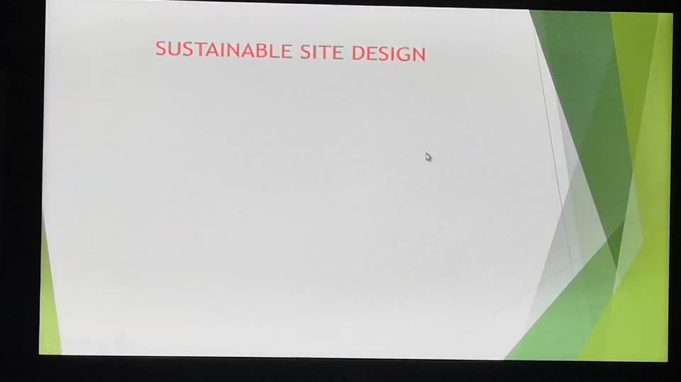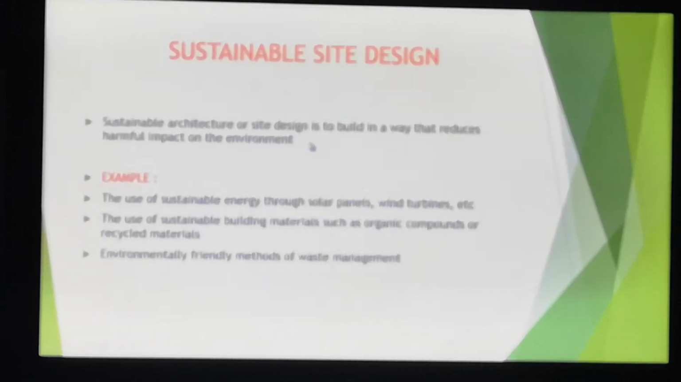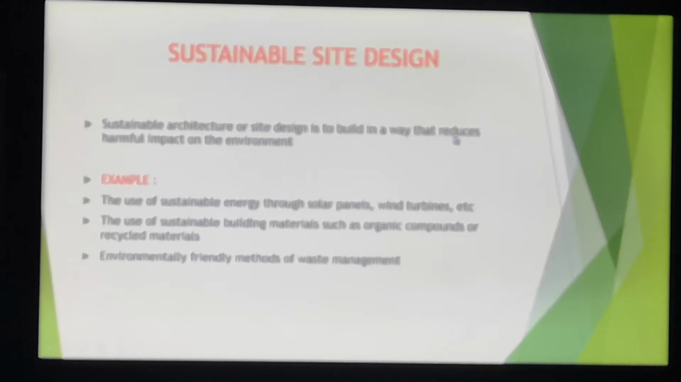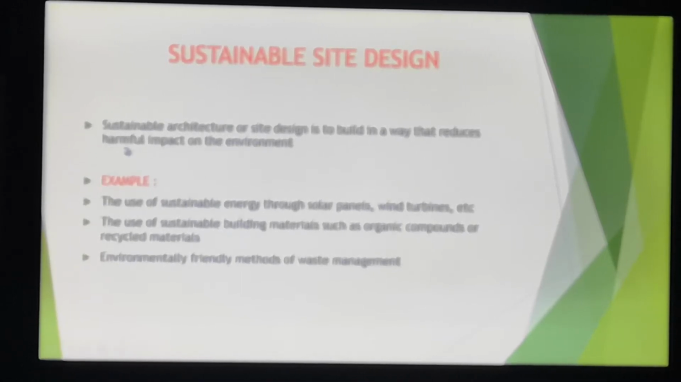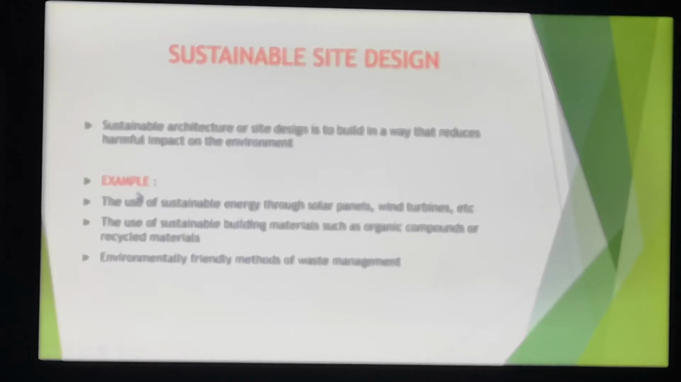Okay, now we go to the first principle of green building, which is sustainable site design. Why is it so? From the text we see sustainable architecture or site design is to build in a way that reduces harmful impact on the environment. So whatever architecture or design, we must ensure that there's no harmful impact on our environment. So that is the concept.